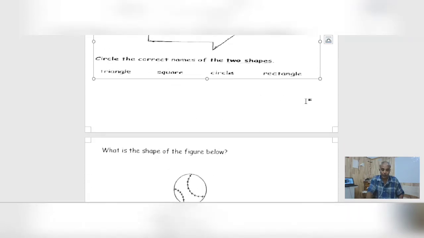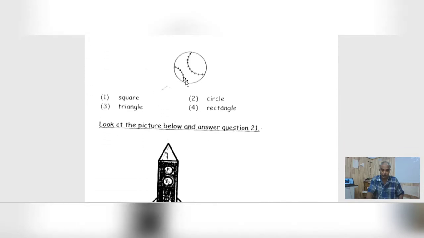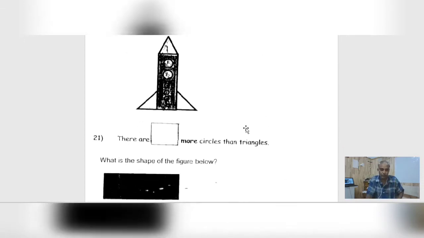Okay, and further it says, what is the shape of the figure below? So naturally you understand that this is a circle. Now it says, look at the picture below, and question 21, just ignore the number. So there are dash more circles than triangles. So now you have to figure out this picture.